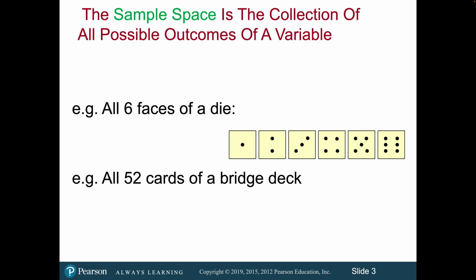Just to, again, I don't want to build a house on sand. Let's talk about some things that we've discussed previously. A sample space is just a collection of all possible outcomes. So if we have a fair die, then we could get any outcome from 1 to 6. And if we're dealing with a standard deck of cards, we know that we have 52 cards, aces, kings, queens, spades, clubs, and so on and so forth.